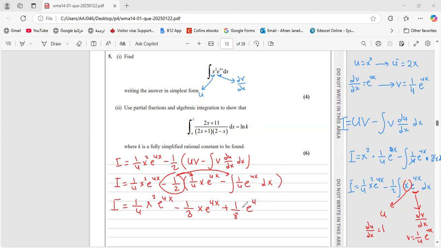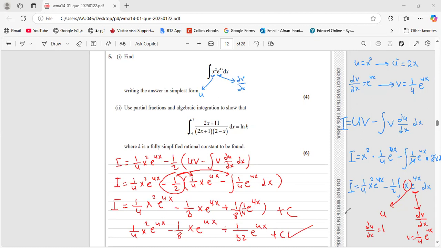Sorry, the integration of this one multiplied by 1 over 4 e to the power 4x, the integration of this one, plus c. So 1 over 4 x squared e to the power of 4x minus 1 over 8 x e to the power of 4x plus 1 over 32 e to the power of 4x plus c. This one in simplest form. Writing your answer in simplest form.